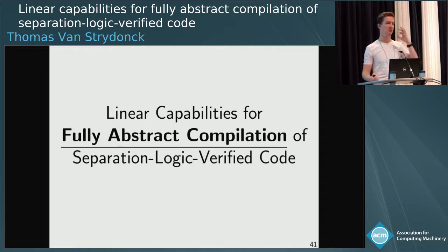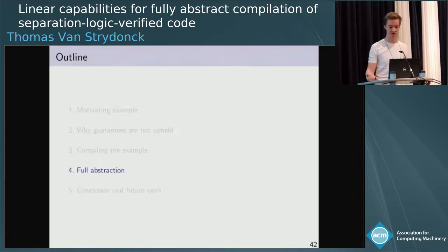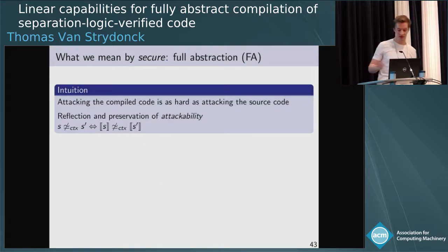And now I'm going to instantiate our notion of security by full abstraction, and I'm going to talk about why we want full abstraction and why it's useful in this context. So what is full abstraction? Full abstraction is a very general notion with which we can instantiate secure compilation.